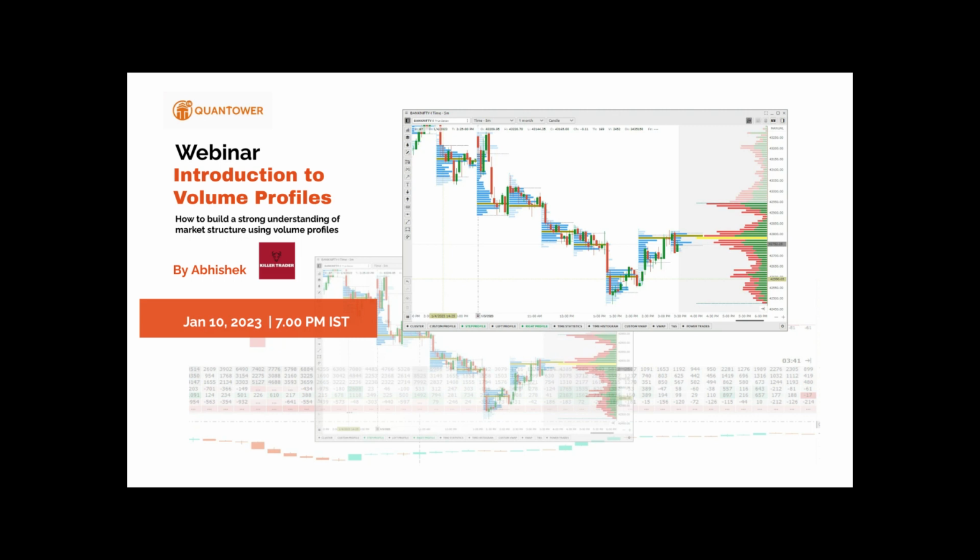He has been using the volume profile and order flow techniques in his intraday and positional trading, and he has developed a few indicators based on volume profile and is using them in his day-to-day trading. At Quantower, we have integrated these indicators and they are now available to his mentor traders. Those who would like to explore more about these indicators can reach Abhishek via his Telegram channel, The Killer Trader. I'm sure this webinar will help us in learning about volume profiles and how it helps us in understanding the market structure. With this brief introduction, I would like to hand over this space to Abhishek.